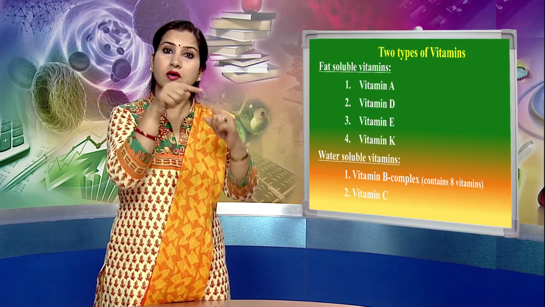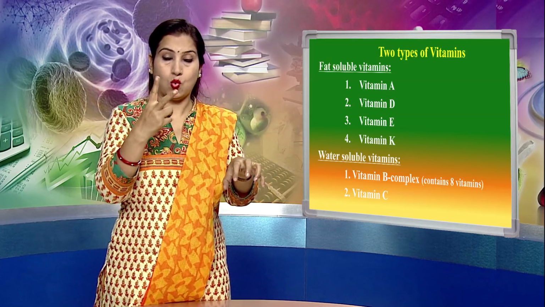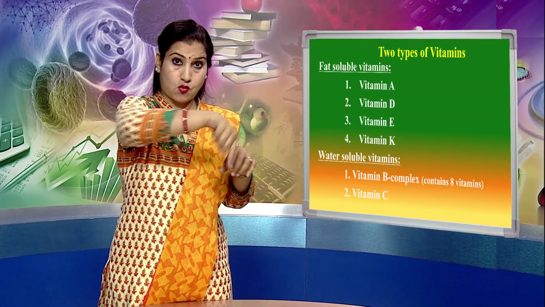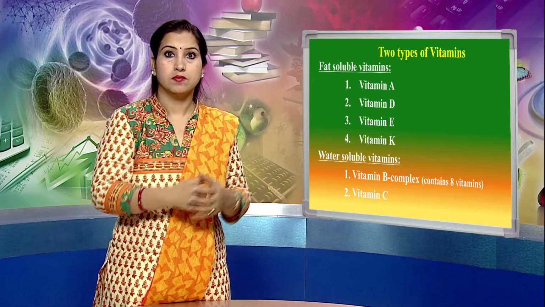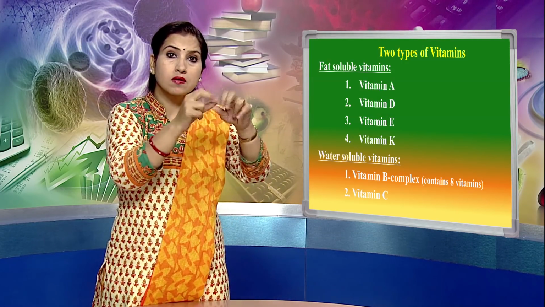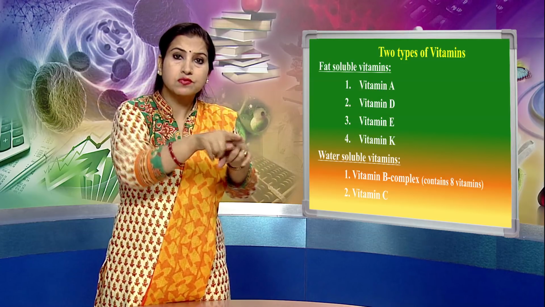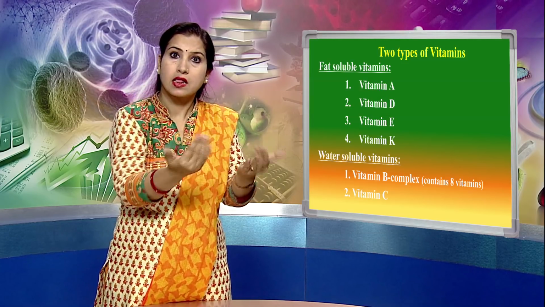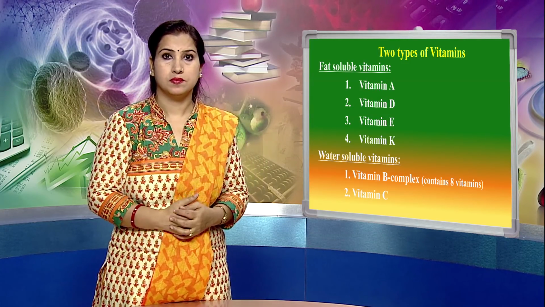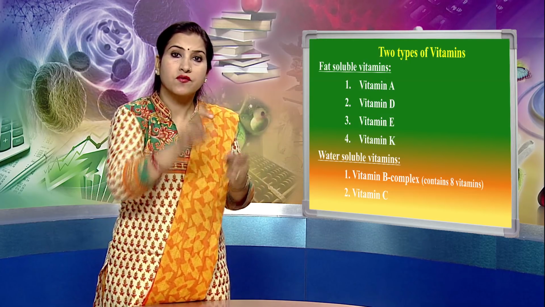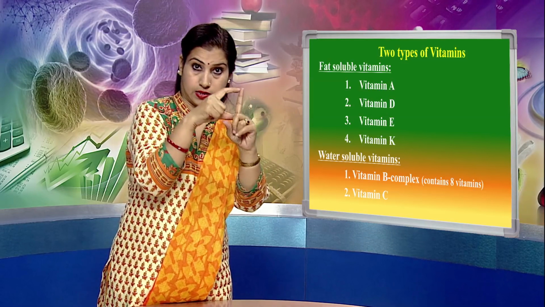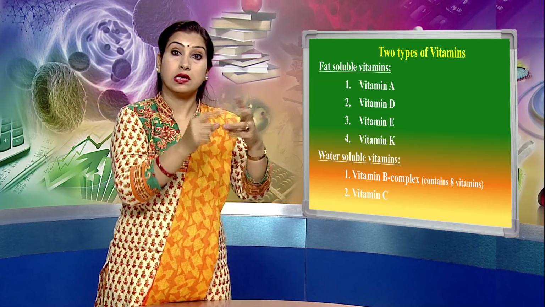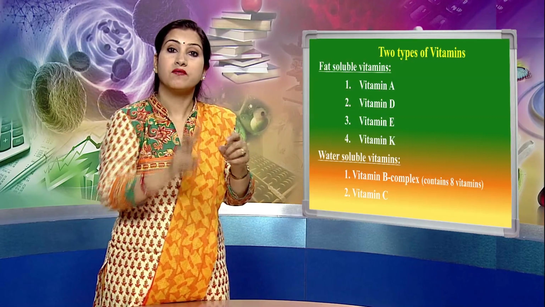Vitamins are mainly of two types. The one is fat soluble vitamins. Fat soluble vitamins are soluble in fat. Examples are vitamin A, vitamin D, vitamin E, and vitamin K.